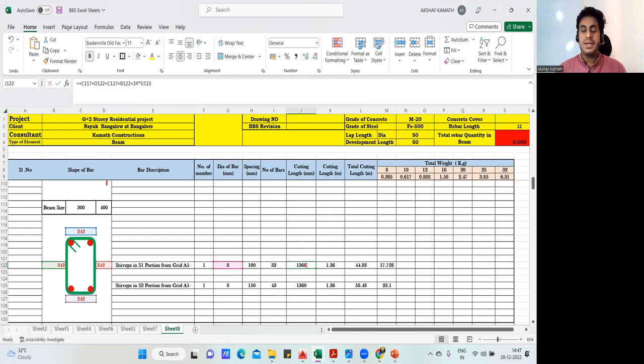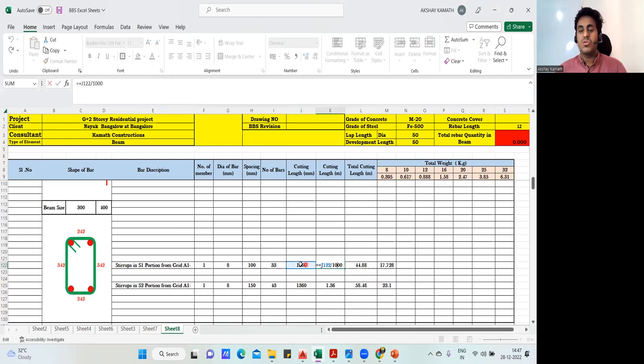Now come to the cutting length. So cutting length will be how much? 242 plus 342 plus 242 plus 342 plus 24 into diameter of the bar. Why? This hook length we have seen already. If you are still not able to understand, go back to my column lecture. There I have shown you with the help of a code book where it is written 24. Again, if you still have doubt, you WhatsApp me, I'll explain. So 24 into 8 mm will give me this answer. It will be 1360 mm. So I got the total cutting length.